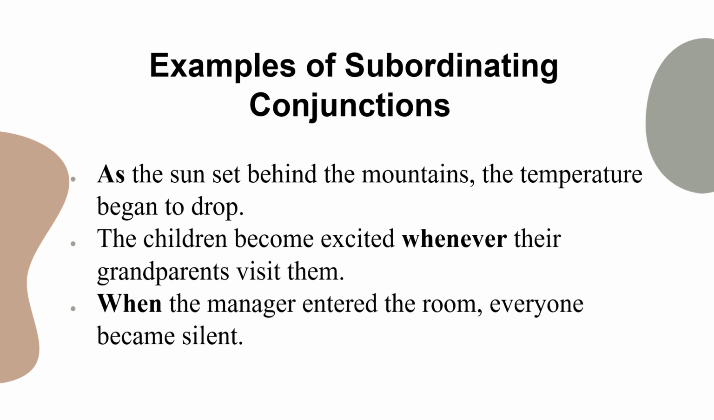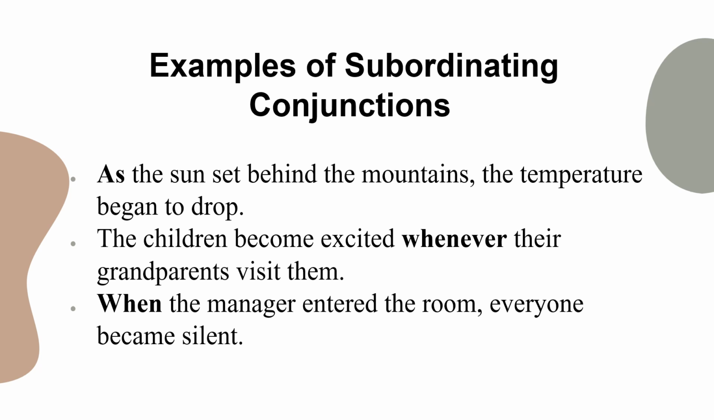Number 2. "The children become excited whenever their grandparents visit them." So here, whenever mentions time. So it has been said that whenever, or the time when their grandparents visit them, the children automatically become excited. So here the two sentences are intertwined with each other, meaning that their meanings have been joined together.